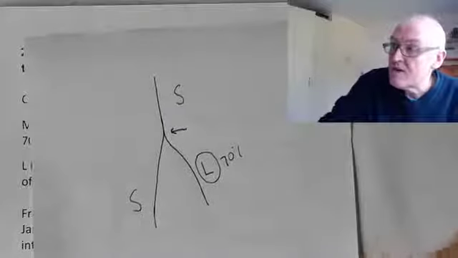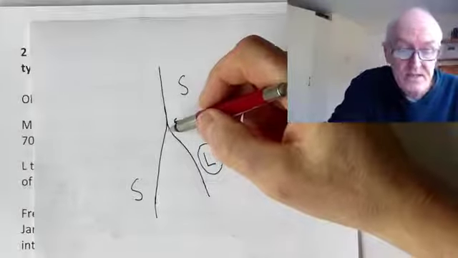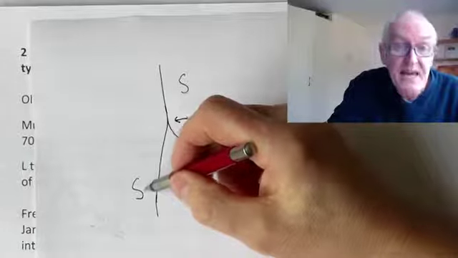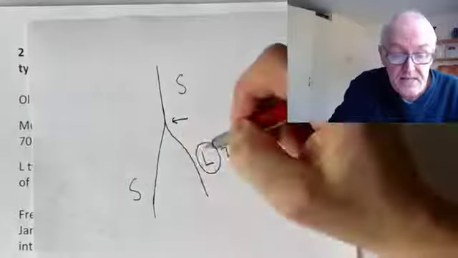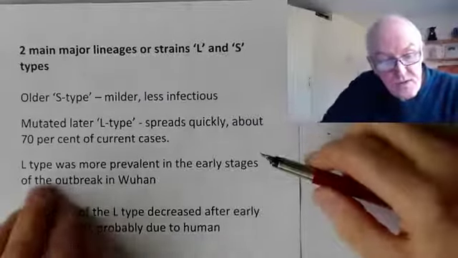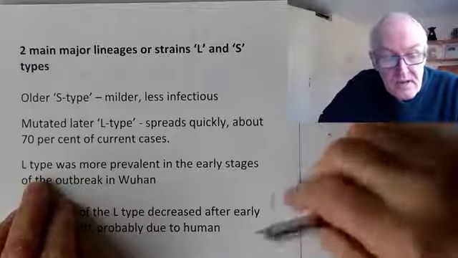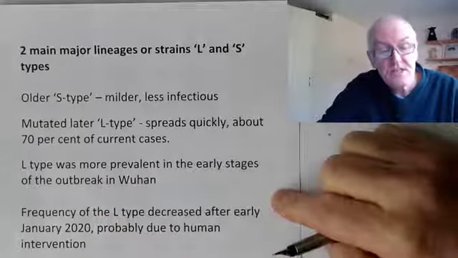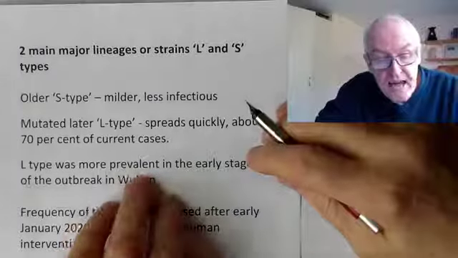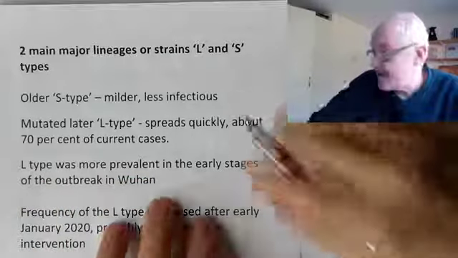Now, it may well be that the form of the virus that's causing the pandemic, and we hope this is the case, is the S form, because the S form appears to be less transmissible and less virulent, causing less severe disease. So let's see what seems to have happened here. The Chinese scientists think they picked up more of the L type because the L type was more prevalent in the early stages of the outbreak. Prevalent means the number that are present at any one time.